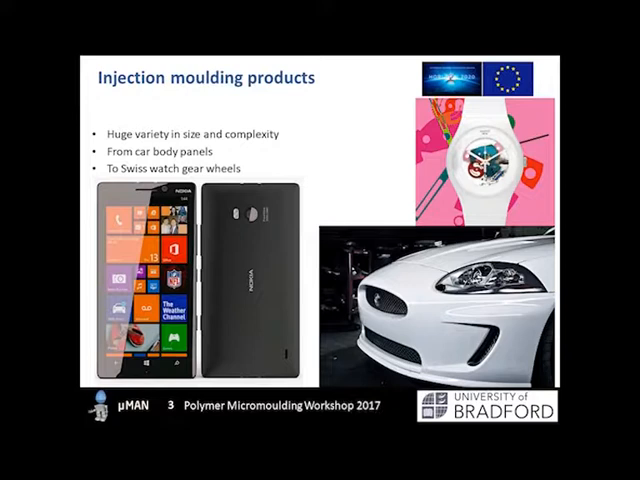So you can see that all of these have more complexity than the things that Dr. Kelly showed yesterday in the extrusion lecture. We're no longer looking at constant 2D profiles. We have these 3D geometries that we can only form using a mold tool and using an injection moulding process.